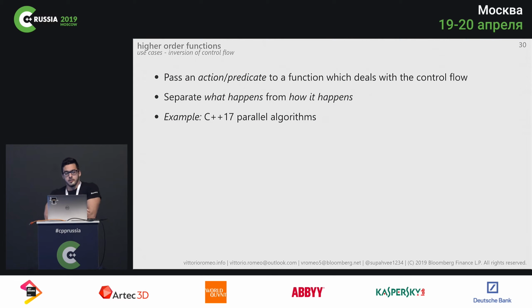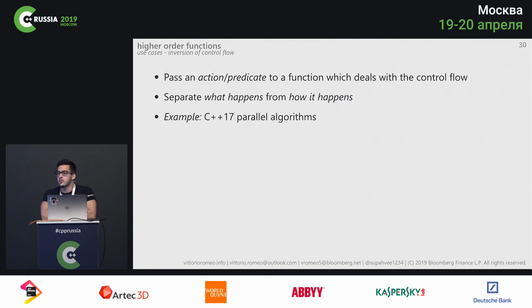Another use case I have for higher order functions is inversion of control flow. I think this is very important. And the idea is that instead of having some sort of control flow in your business logic, as we've seen before, you pass an action or a predicate to something that provides the control flow, and then you separate what happens from how it happens.